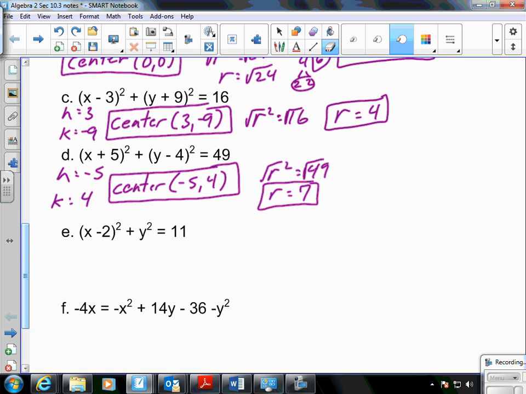E: we've got (x minus 2) squared plus y squared equals 11. In this case, we have something combined with the x, but not with the y. But since we do have something with the x, we have to go to the (h, k) model. So h is positive 2, the opposite of negative 2 in there. And for k, we don't have anything added with the y, so the one thing we can add to y and not change anything is 0. So our center is the point 2, 0.